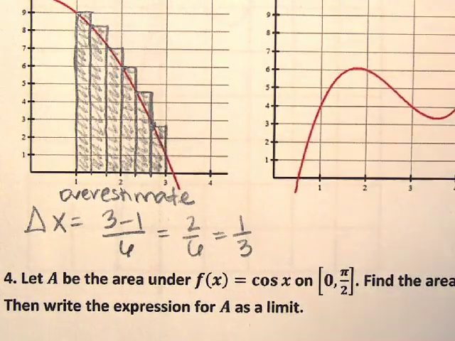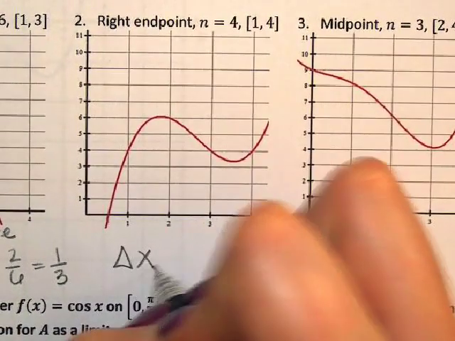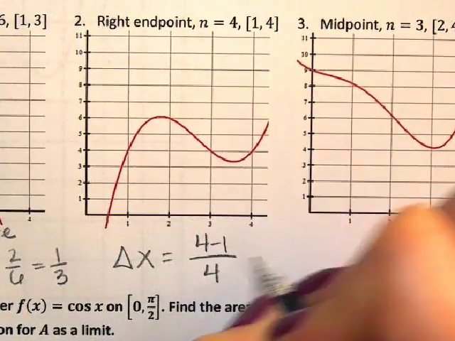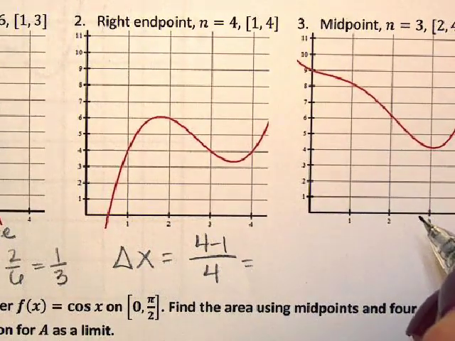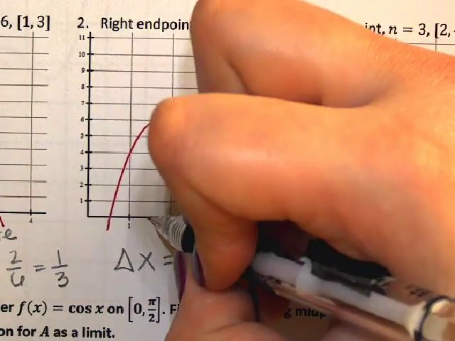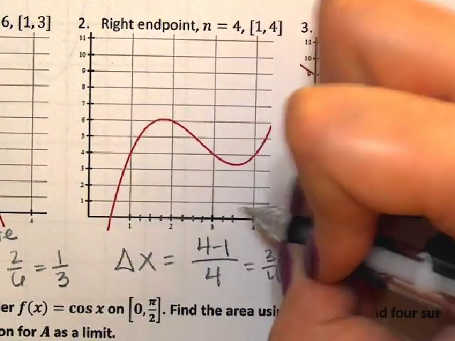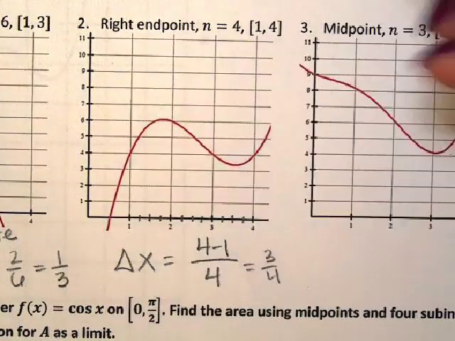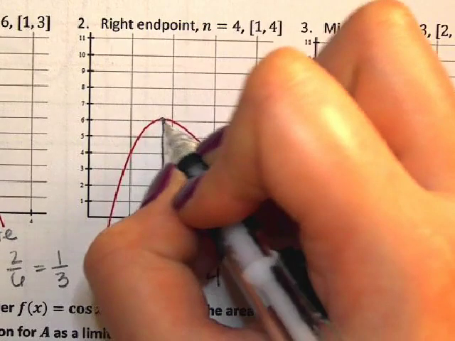All right, the next one says that we are going to draw right endpoints. We have the interval from 1 to 4, and we need to divide it into 4 subintervals. So delta x is 4 minus 1 divided by 4, which is 3/4. So these intervals are 3/4. So I'm dividing each of my 1 units into 4 so that I can count out 3 of them. This time I'm going up on the right to start each rectangle.